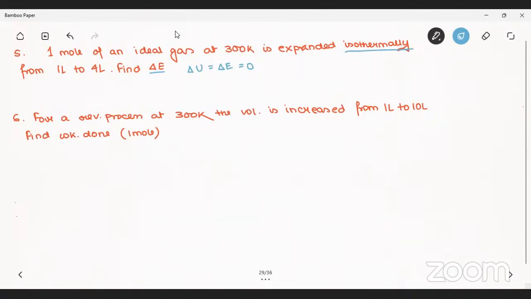I told you that the other name for delta U is delta E. And for an isothermal process, delta U is 0. So all these informations are useless informations. Got my point? Yes, ma'am.